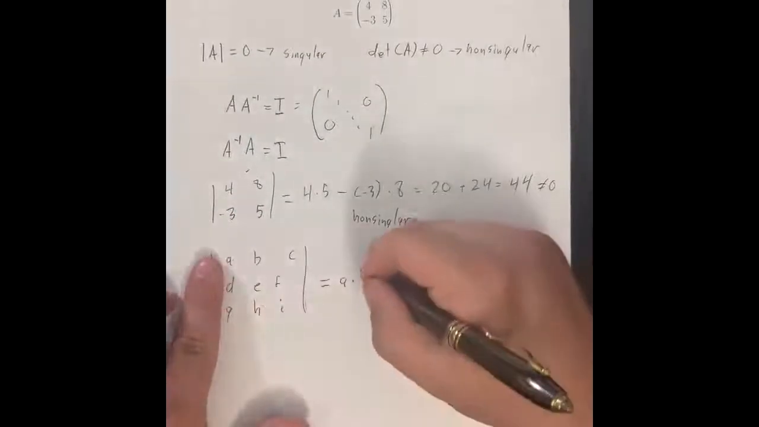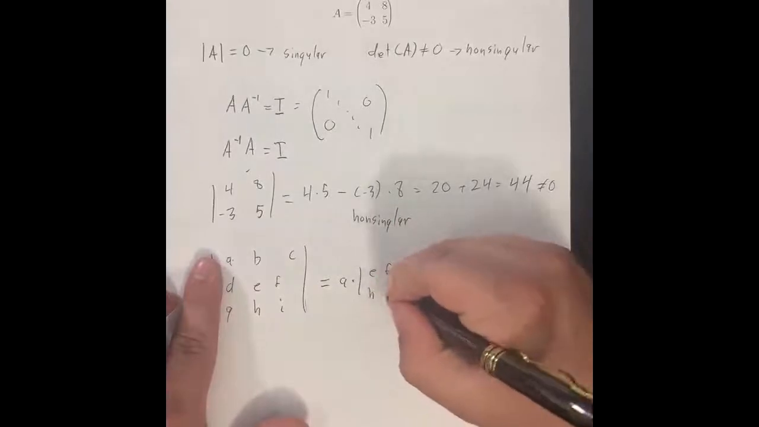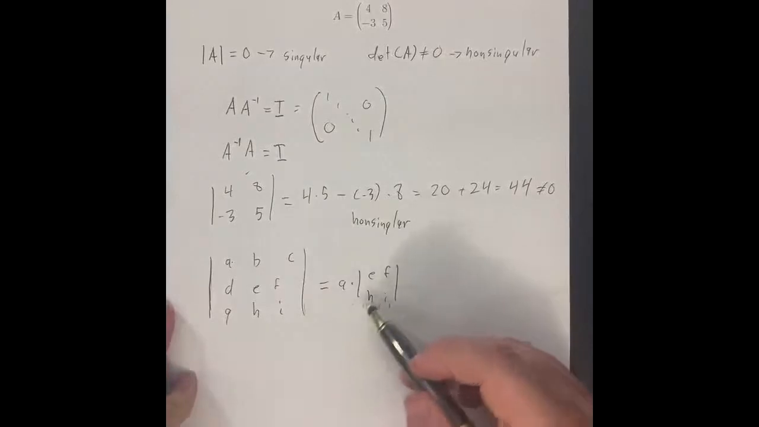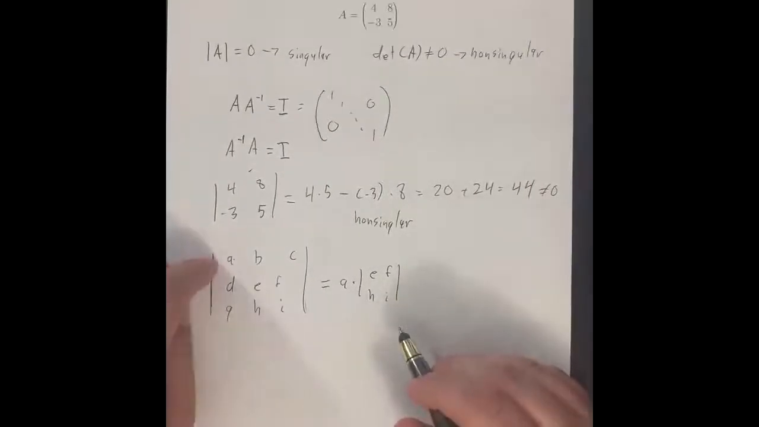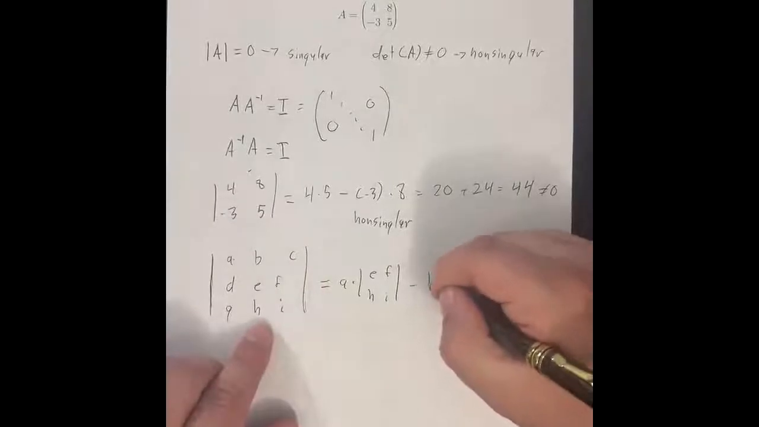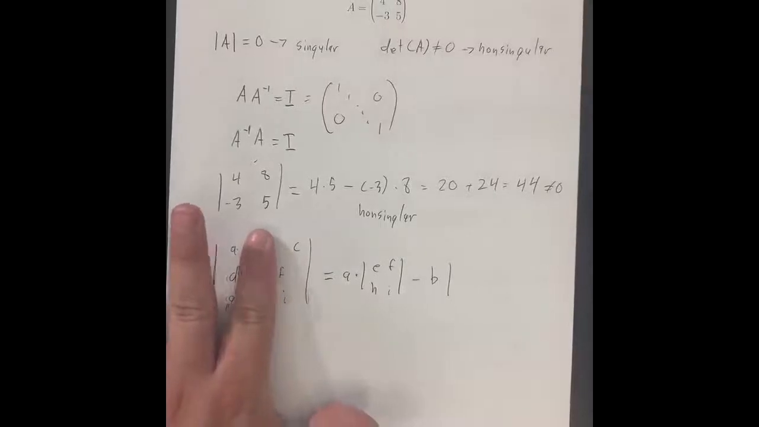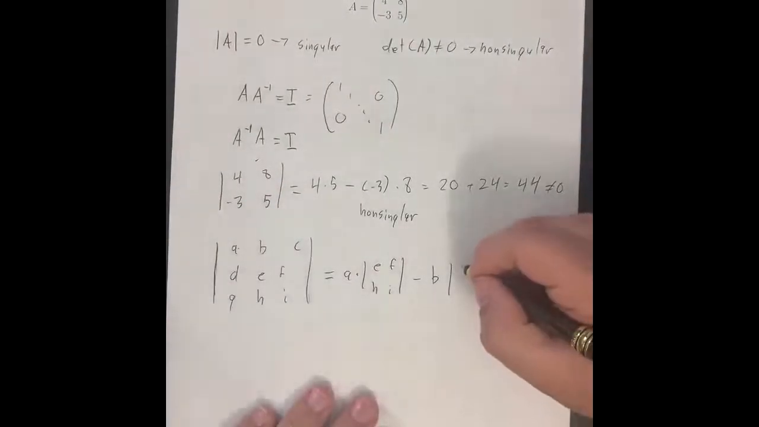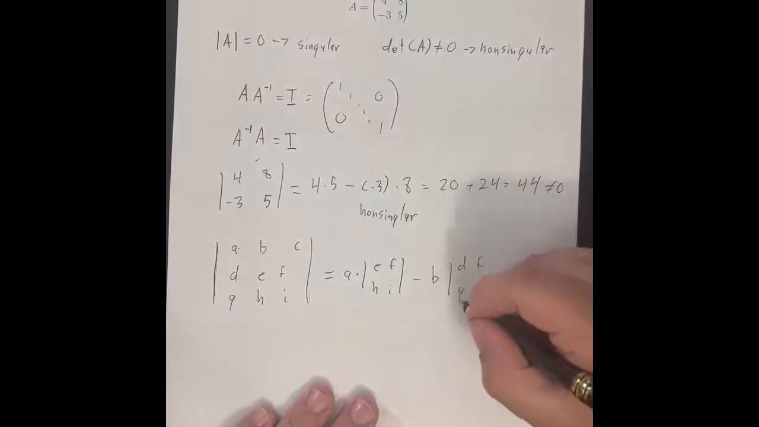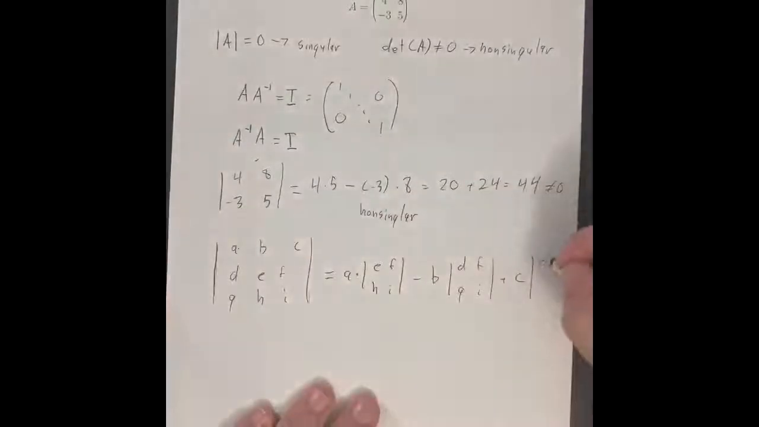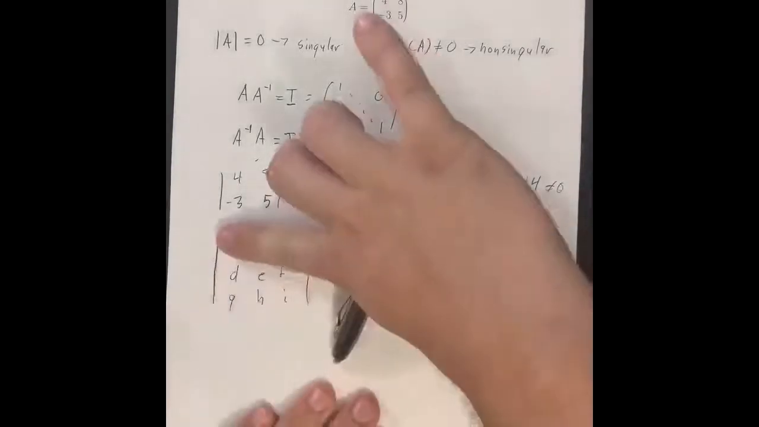We would do the determinant of E F H times I. Okay, and we know how to do the determinant of this. It's EI minus HF. And then if you're going along the top row, it would be minus B times the determinant of the submatrix. So we take that column and row out, and it would be the determinant of D F G times I, plus C times the determinant of the submatrix D E G H, taking out this column and this row.